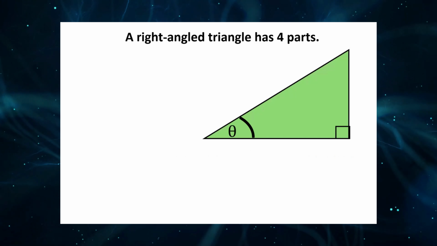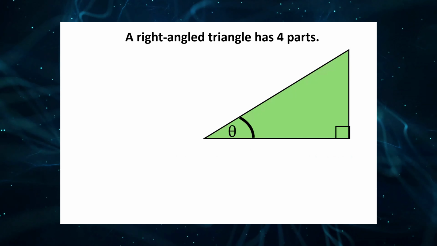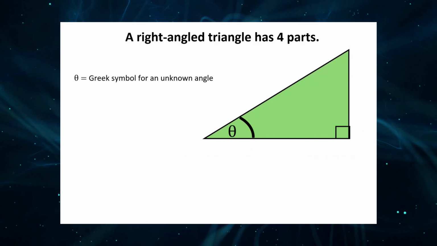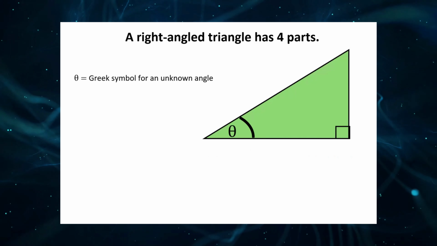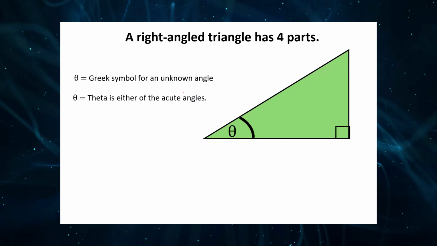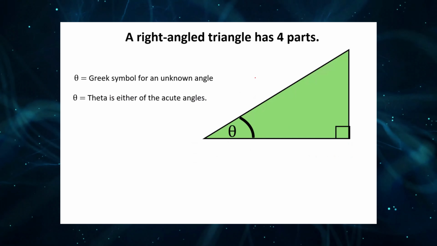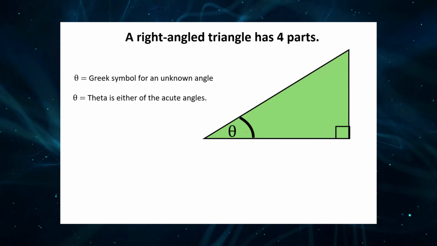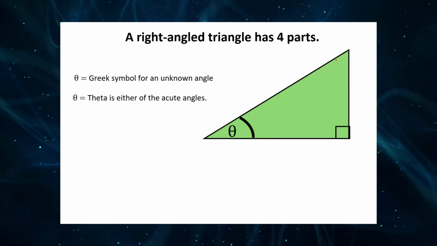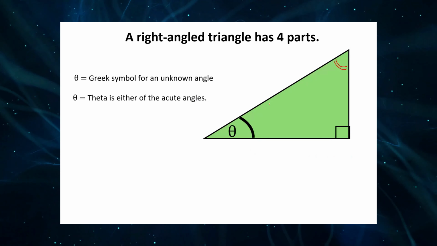So, the first part we're going to look at is the angle. Now, I've put a symbol there which is called theta. Theta is a Greek symbol for an unknown angle. Also, theta could be either of the acute angles. So my first angle here is acute. We know an acute angle always measures less than 90 degrees and greater than 0. Now, it could also have been this angle at the top here. Either of these could be an angle on the triangle that we're given.